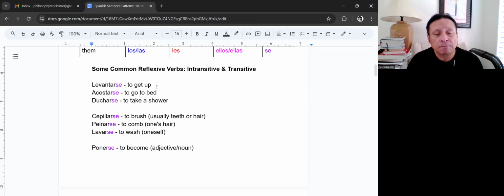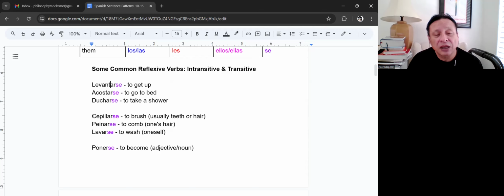Now I separated these because we generally use these with intransitive verbs. So we're just saying something about the subject, like I got up at 7 a.m. You're not doing that to anybody else. It's just describing what the subject did. Me acosté a las 7. I went to bed at 7. Again, it's just describing what the subject is doing. I bathed this morning. Again, you're just describing what the subject is doing. You're not doing it to anybody else.